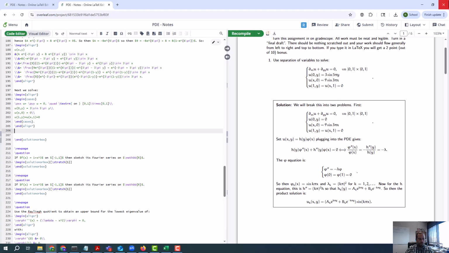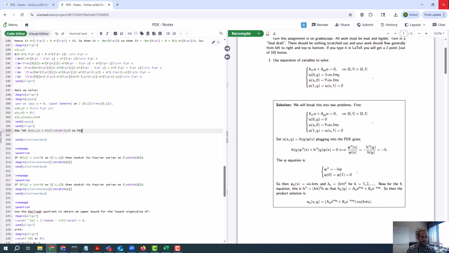So now, let u of x comma y be equal to h of x phi of y. Now we could say phi of y h of x, or h of y phi of x, and then have the boundary value problem on h, but that's just not the typical way we do things. The boundary value problem gets the phi. Okay.